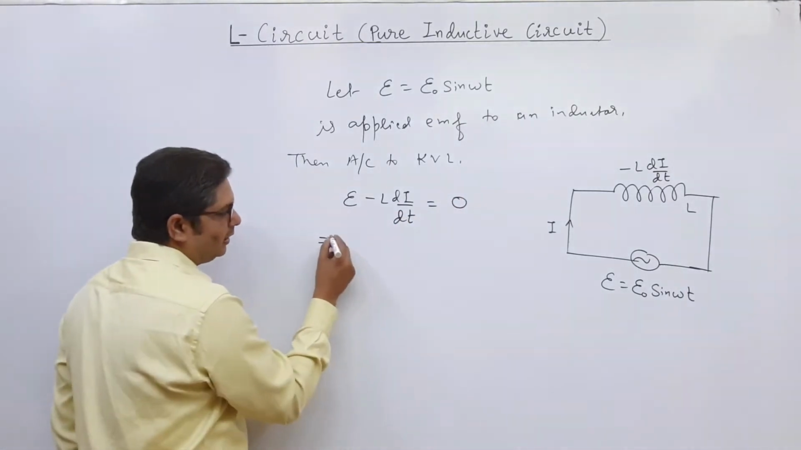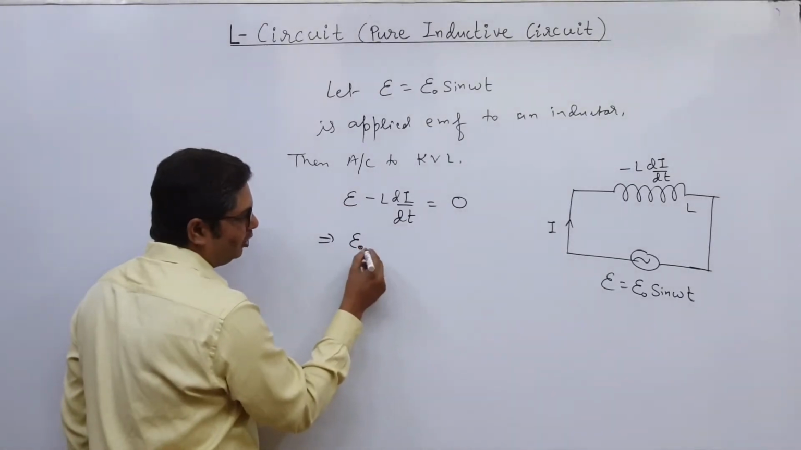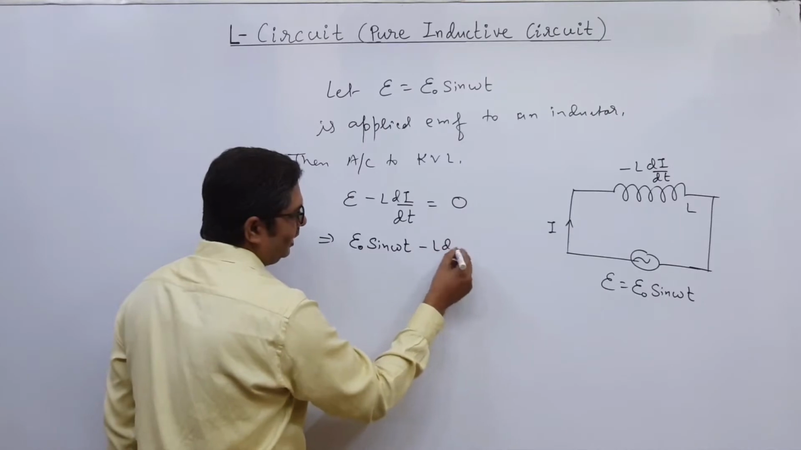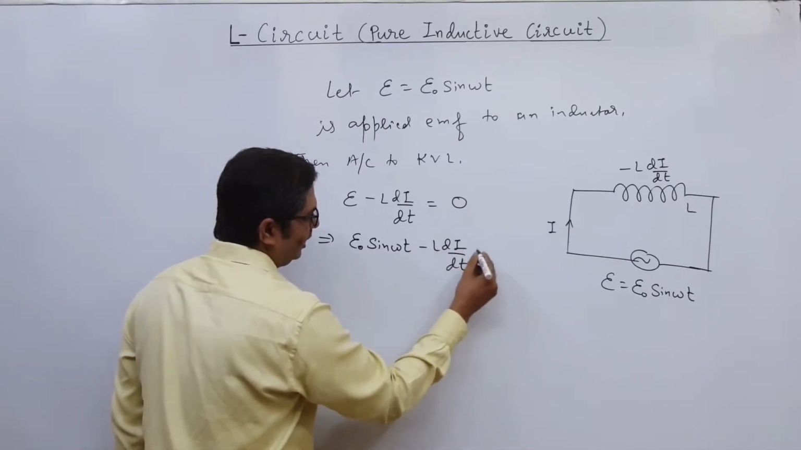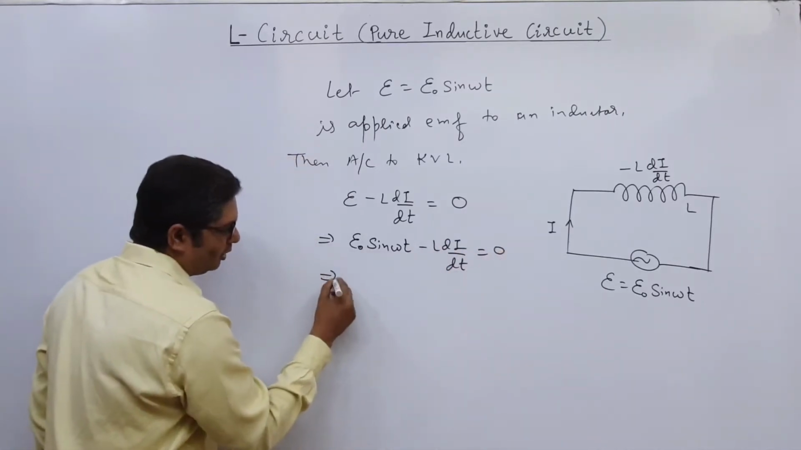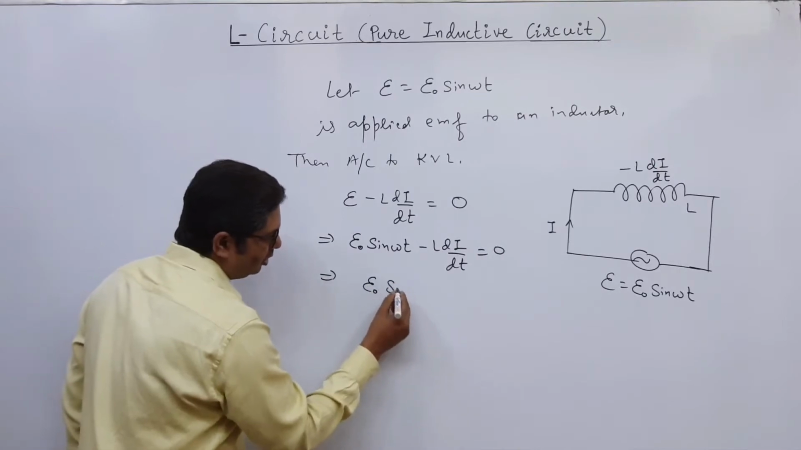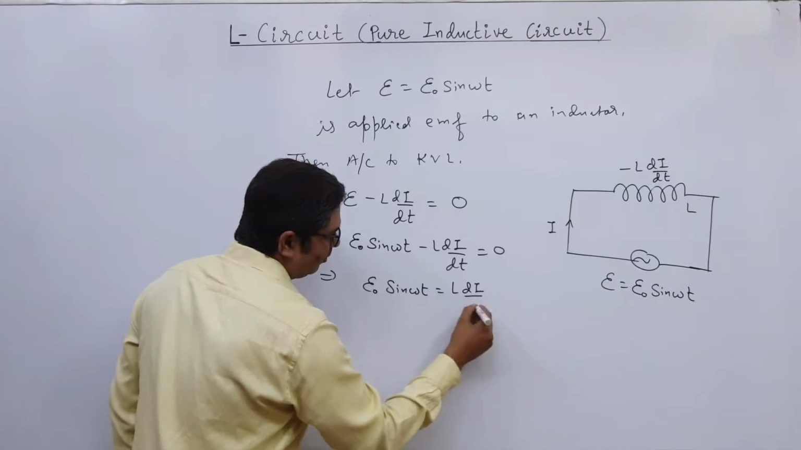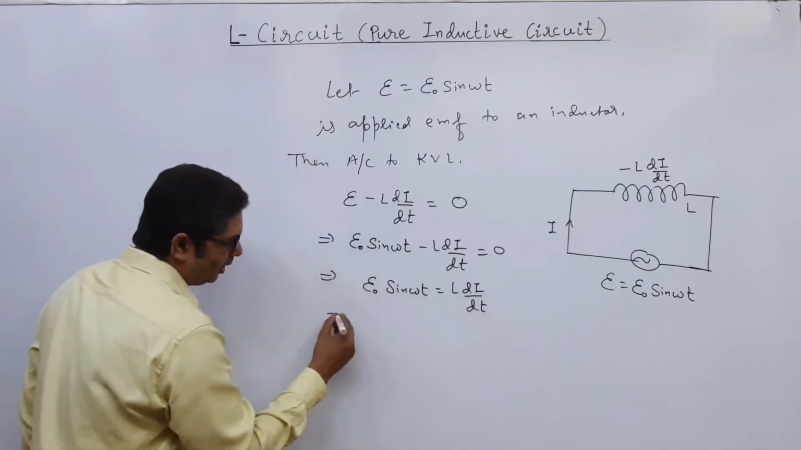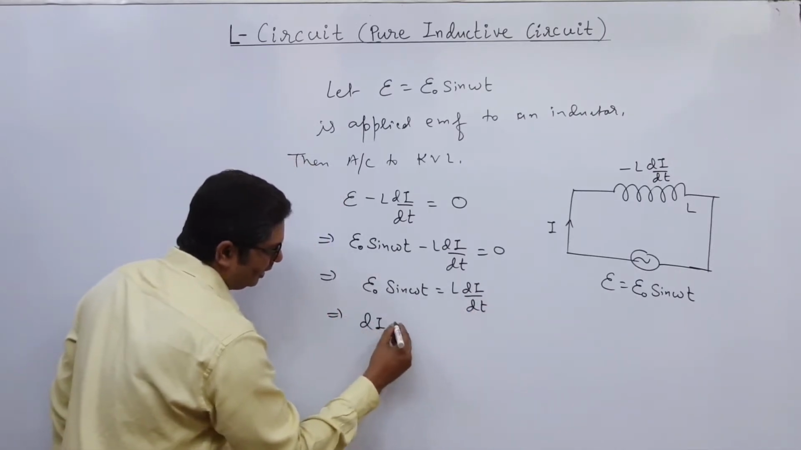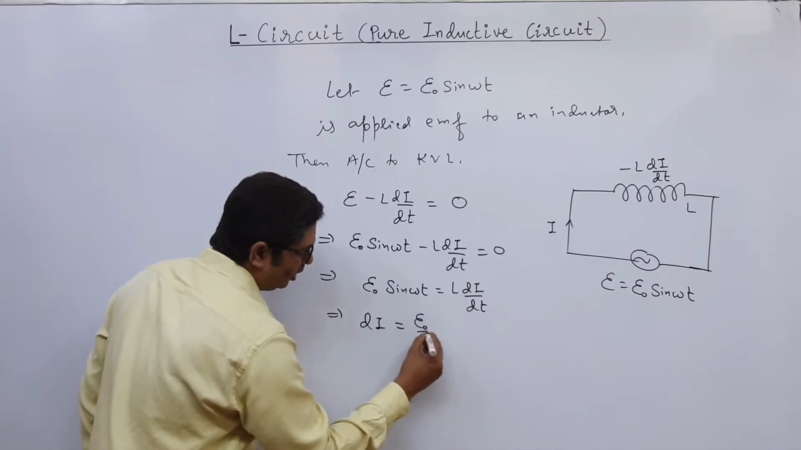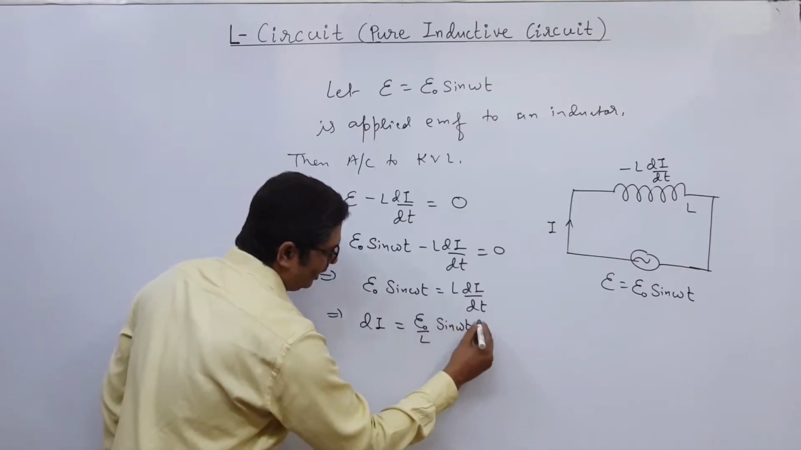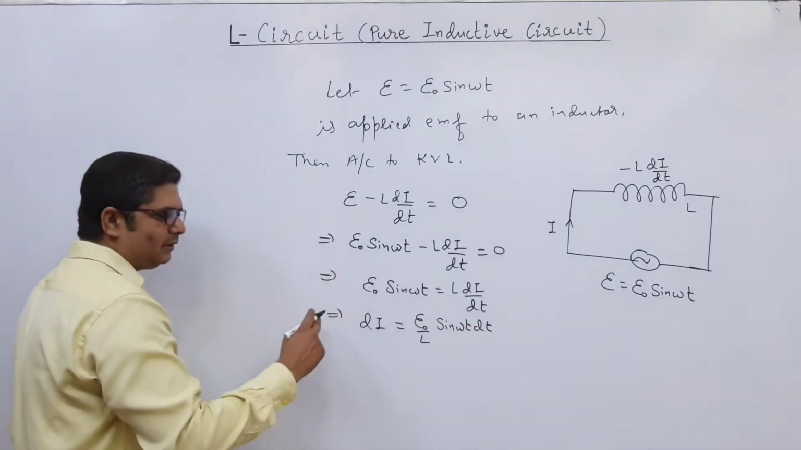So we can write like this: in place of E, it is E naught sin omega t minus L di upon dt equal to 0. Rewritten as E naught sin omega t equals L di upon dt. So from here you get di equals E naught upon L sin omega t dt. Let us integrate it.